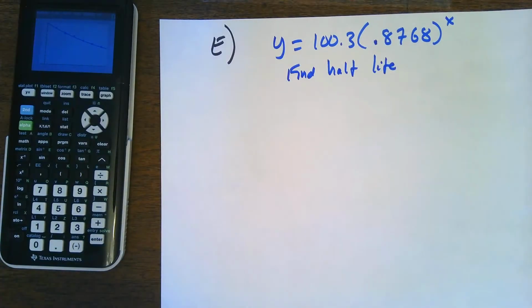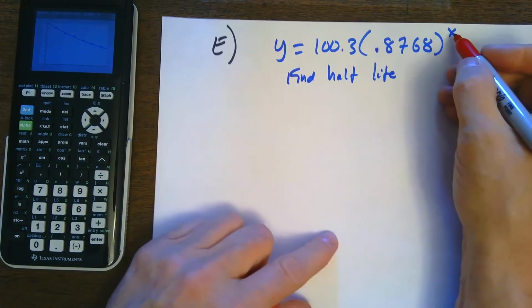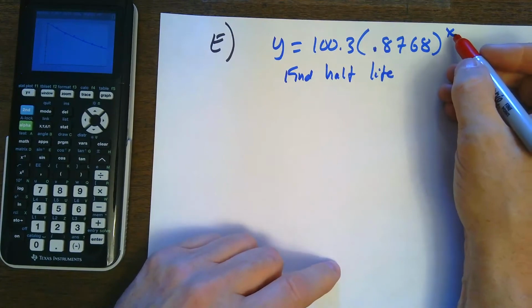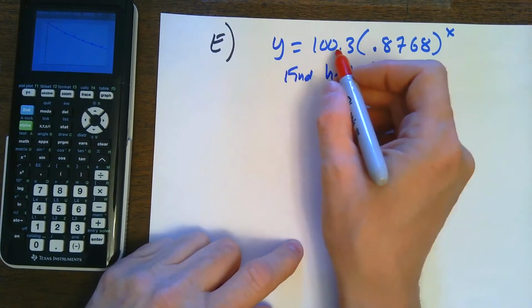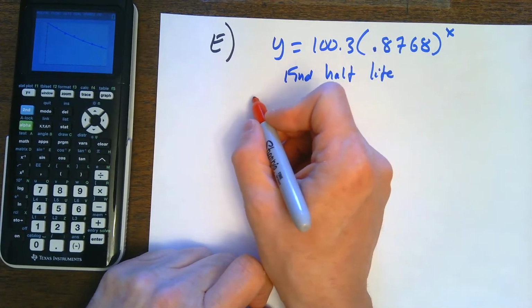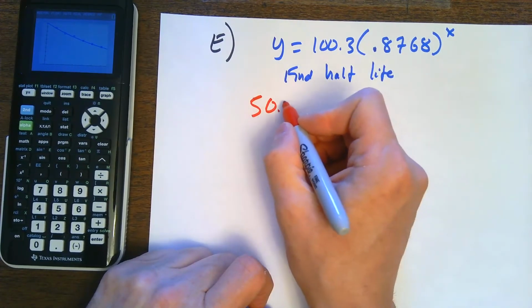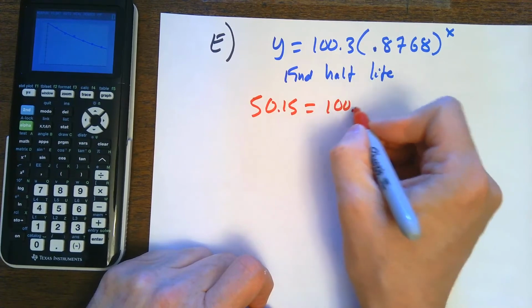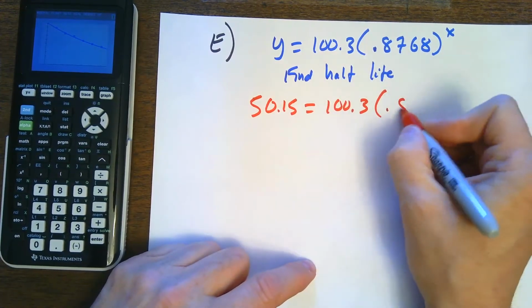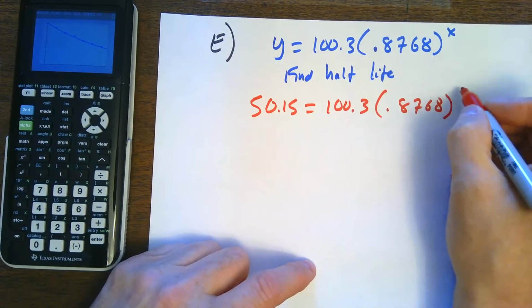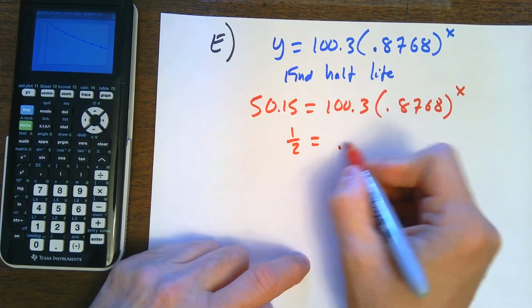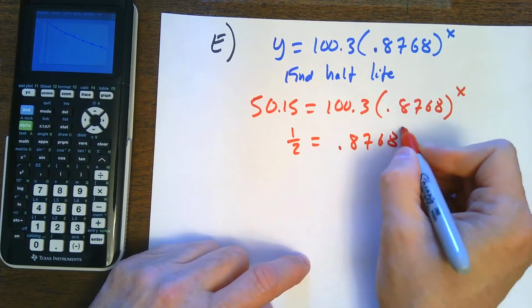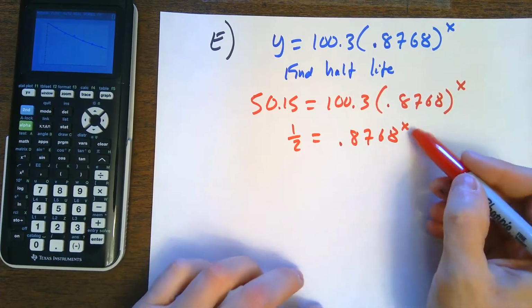All right, so how am I going to do that? Well, this represents my time here, the half-life. So if I start with 100.3, how long before I've got half of that, which would be what? 50.15 equals 100.3 times 0.8768 to the x. Divide, and I get 1/2 equals 0.8768 to the x. X is in the variable again.